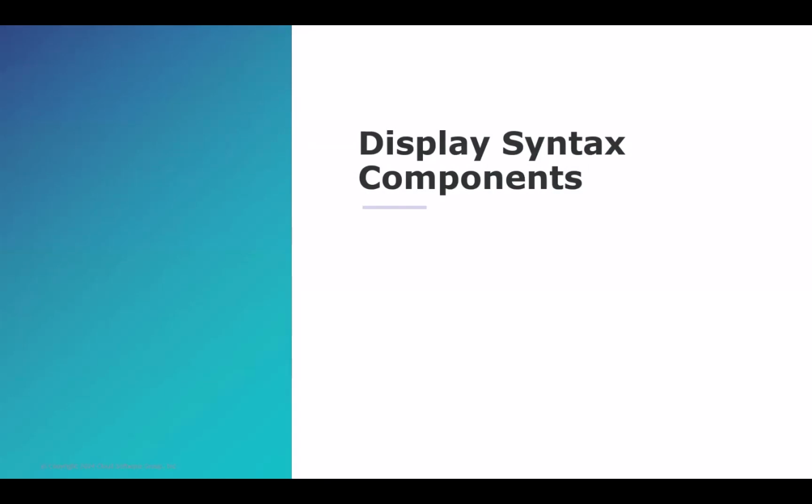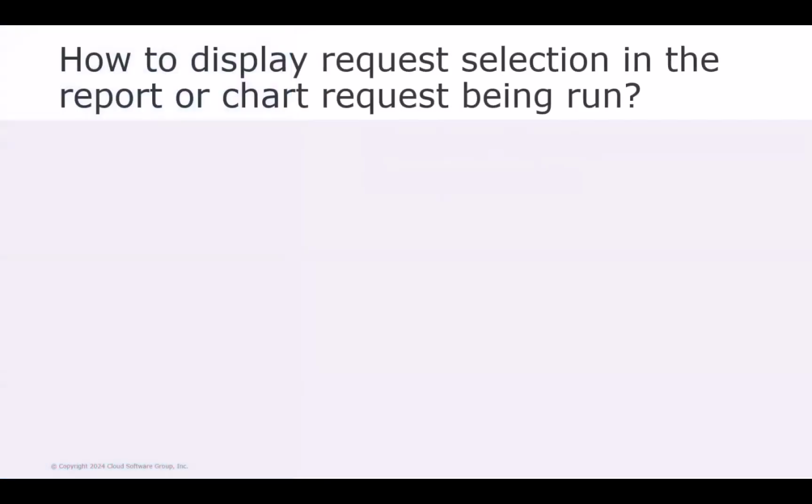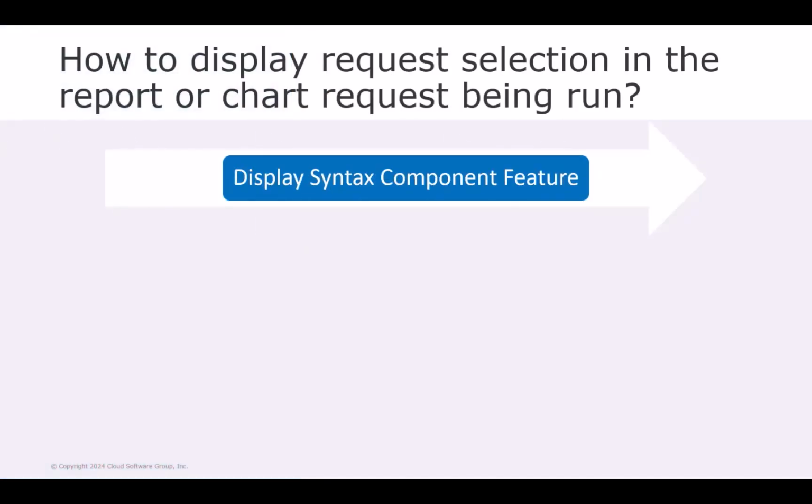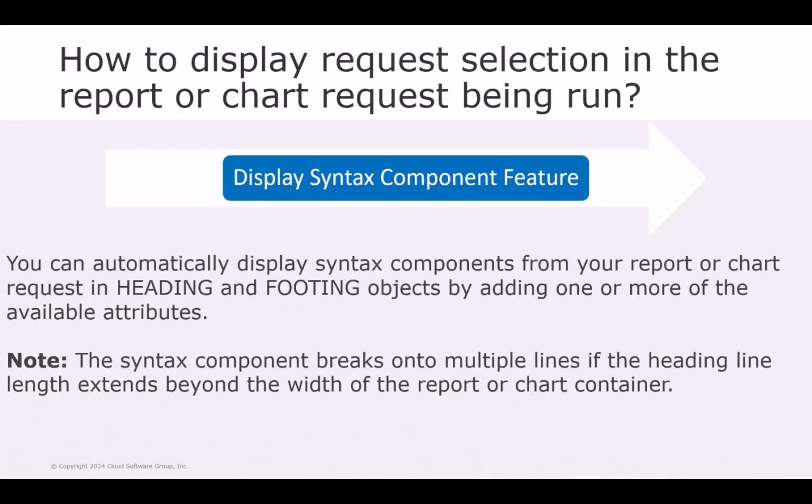So let's talk about display syntax components. How do you display, say, selection criteria from a report or chart in the request? There is this display syntax component feature. The way you would do that is within a heading or footing of your report or your chart, you can make reference to these attributes. These attributes actually look like field names, and we'll see that in the next slide. If it's something lengthy, it's going to wrap. If it doesn't fit on the heading or footing line, it'll wrap and go to another line. I'll show that in an example as well.